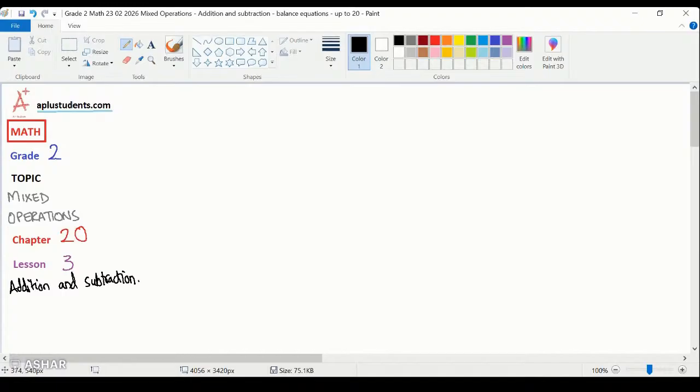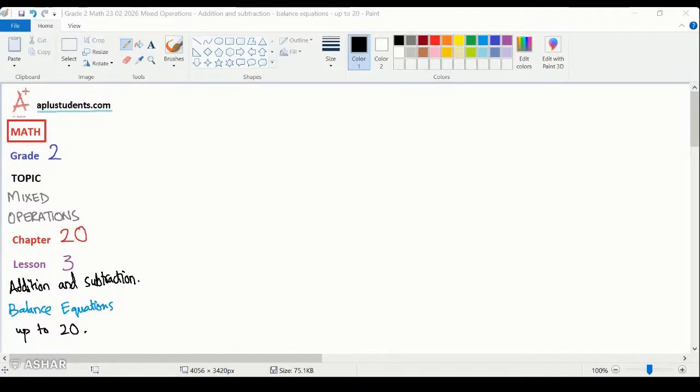Okay. And it says balance equations. And we were doing the balance up to 20. Okay. So let's look at the questions. Let's look at examples. First thing first, let's go to the website.